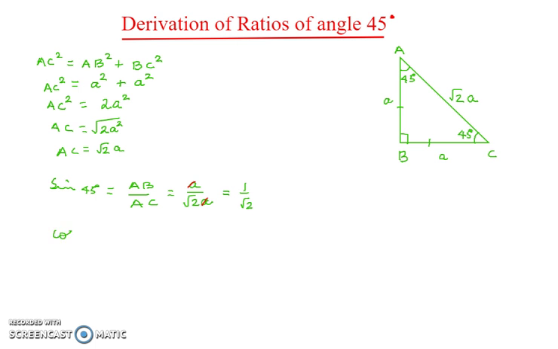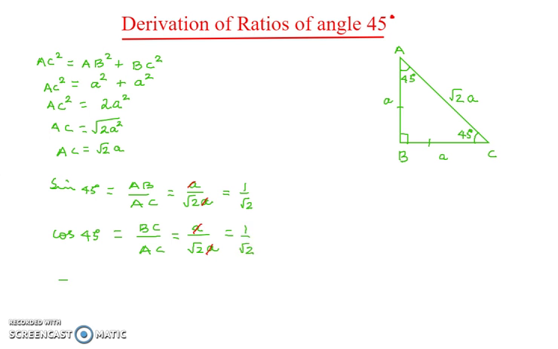Same way, if we want to find the value of cos of 45 degree, it is adjacent upon hypotenuse. Adjacent is BC and hypotenuse is AC, right? So what is adjacent? This is a, and hypotenuse is root 2 times a. Here also you can see the numerator a and denominator a can be cancelled out, and you will get 1 upon root 2, right?